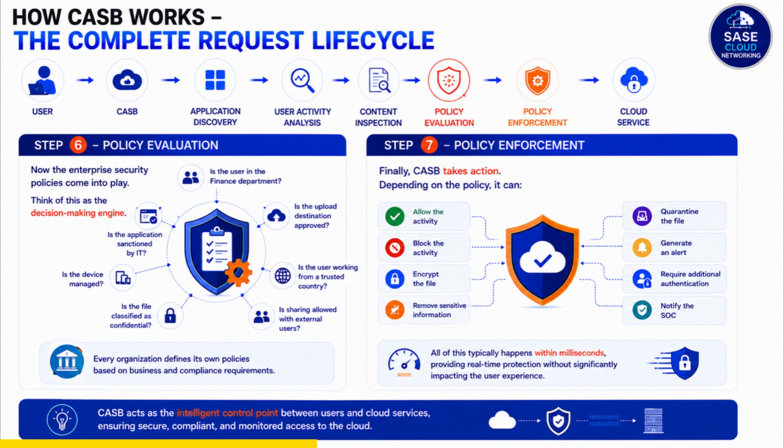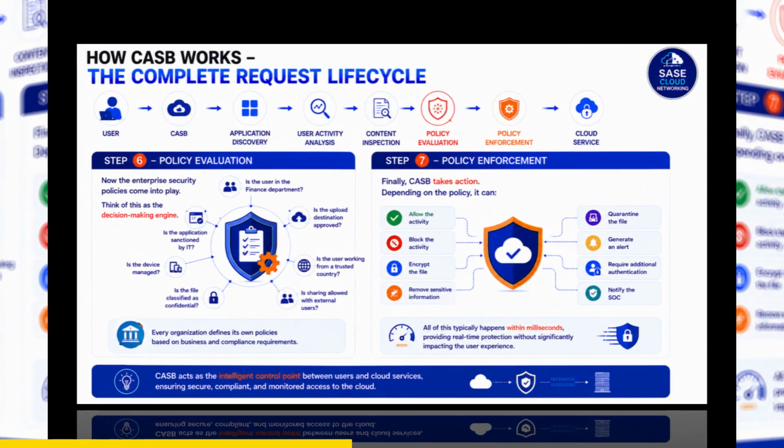Step 6. Policy evaluation. Now the enterprise security policies come into play. Think of this as the decision-making engine. The CASB evaluates questions like, is the user in the finance department? Is the upload destination approved? Is the device managed? Is the user working from a trusted country? Is the file classified as confidential? Is sharing allowed with external users? Is the application sanctioned by IT? Every organization defines its own policies based on business and compliance requirements.